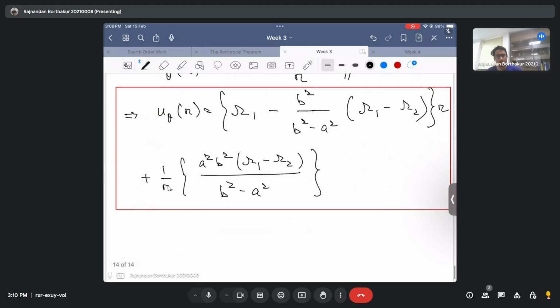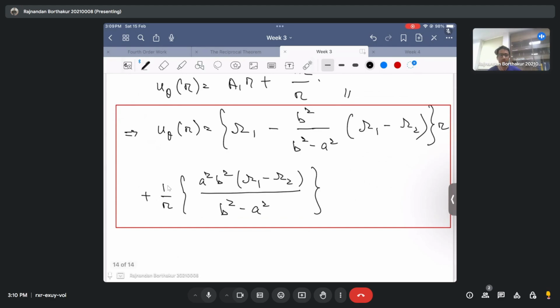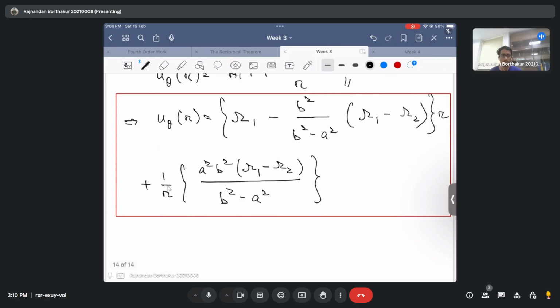So I'll just stop here for a couple of minutes, just for you guys to brush up on the things that we did so far, and then also to think about how to proceed in order to obtain the uz velocity profile, that is the velocity profile in the z direction.